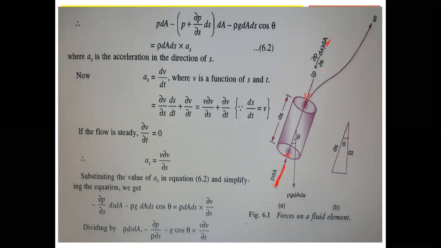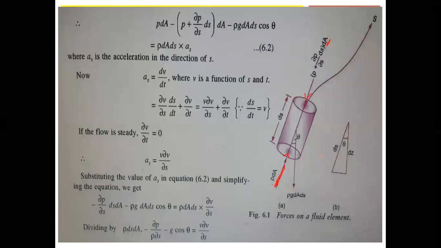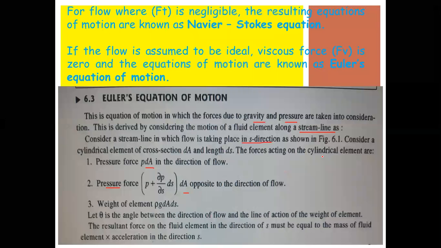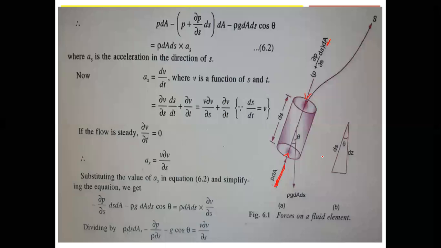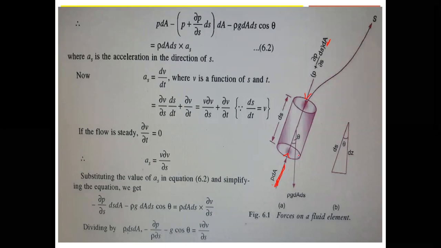So the force in the opposite direction is P plus dou P by dou S into dou S, times dA. Now, the weight of the element is rho g dA into ds. What is the weight of the element here? The weight of the element is rho g dA ds.